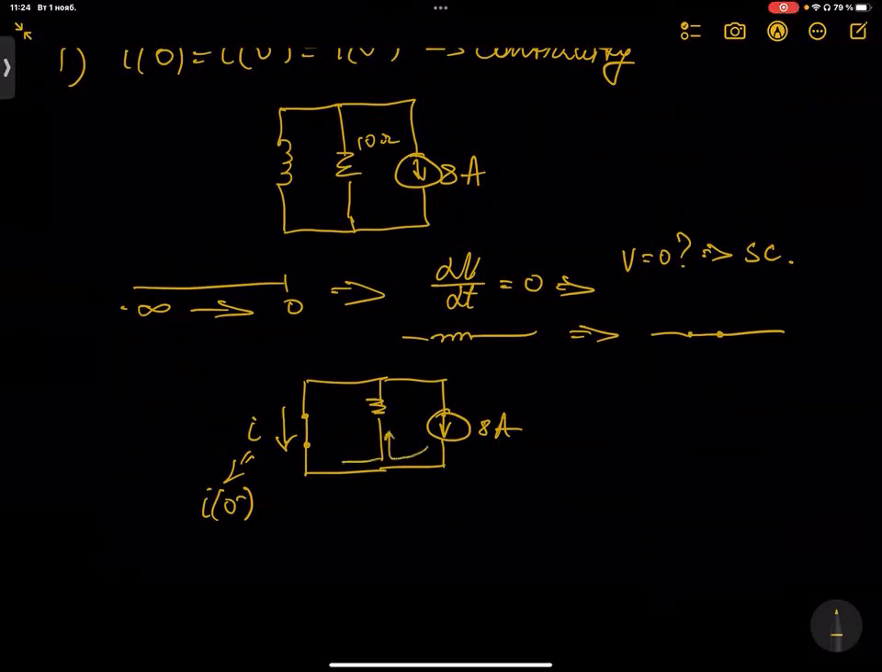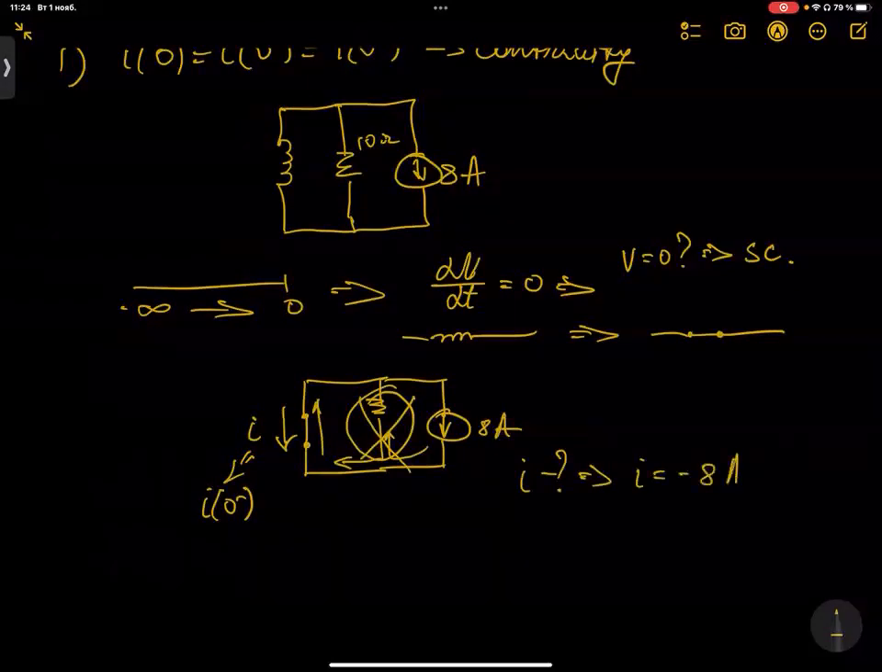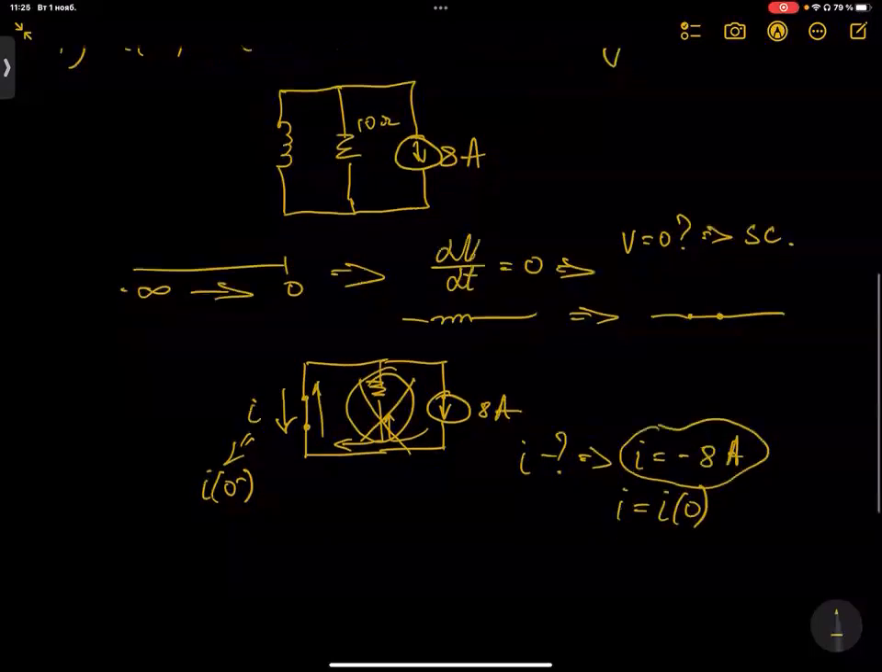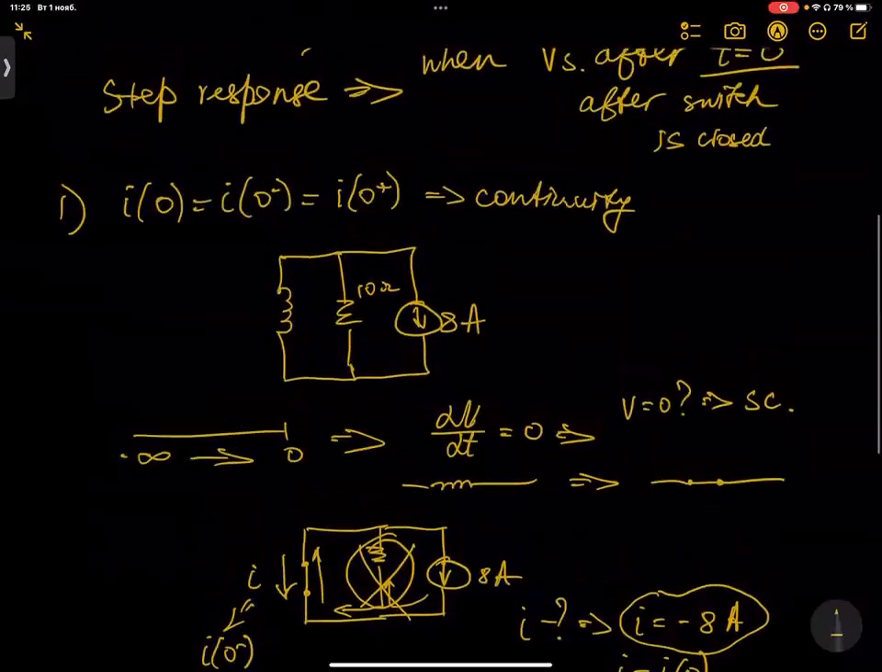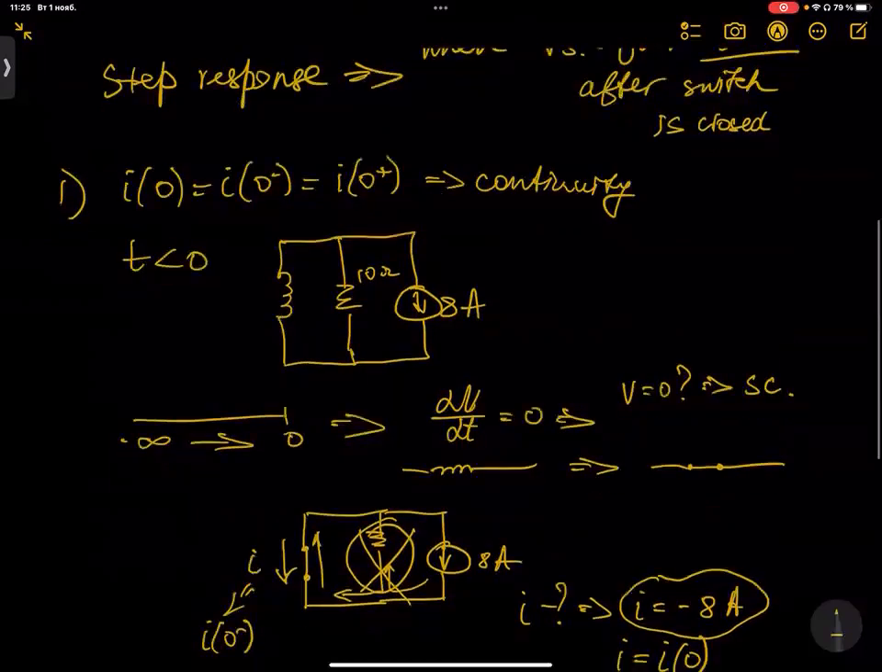Can you tell me what will be the direction of this current? Will it go up or this way? Please remember that current always goes through the path where there is less resistance. In this case, there is a resistance there, so there is no point to go there because there exists a way where there's no resistor. So the direction will be up. What's the value of I? The value of I is going to be minus 8A, because this is going up and the direction is just down. So we have successfully found I0. This was the case when t is less than 0.